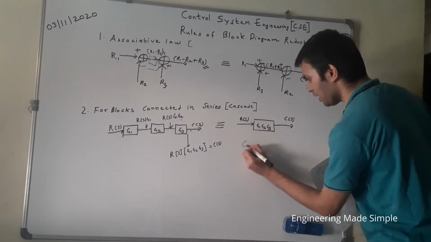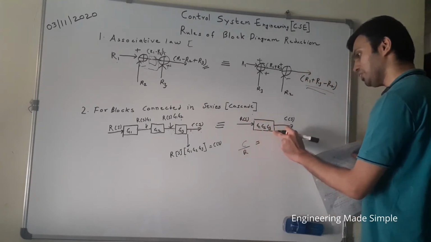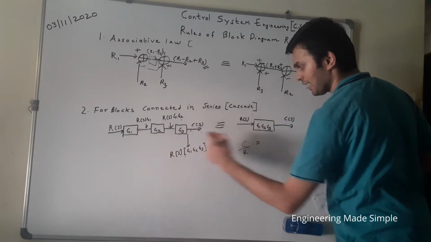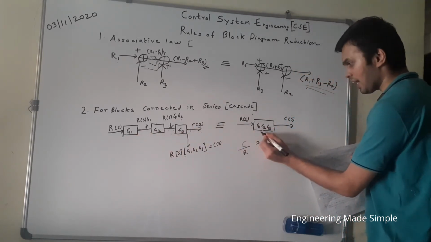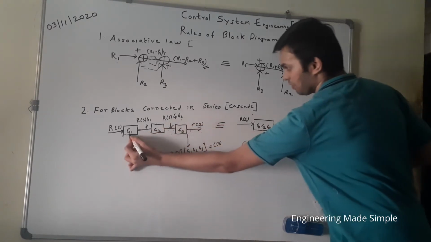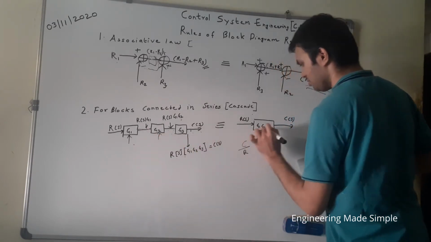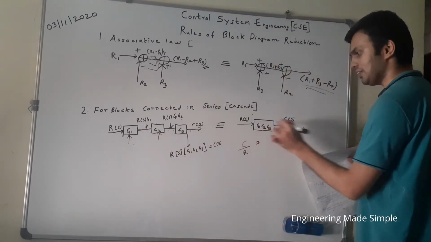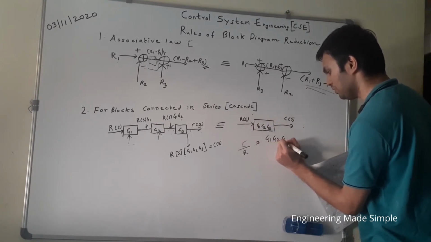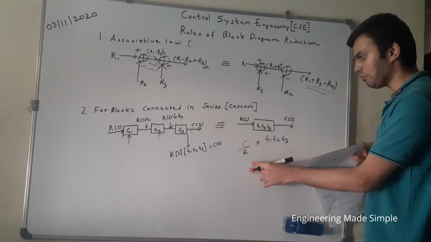So if I want to write the overall transfer function, that is C by R, it will be nothing but G1 into G2 into G3, because these are directly connected. So instead of writing this, I can simplify the block diagram and write a single block, which is the multiplication of the individual transfer functions. What are the individual transfer functions? G1, G2 and G3. So G1, G2, G3, C of S is the output, R of S is the input. So your transfer function becomes G1, G2, G3. In this manner we have not modified the output, but we have simplified it.